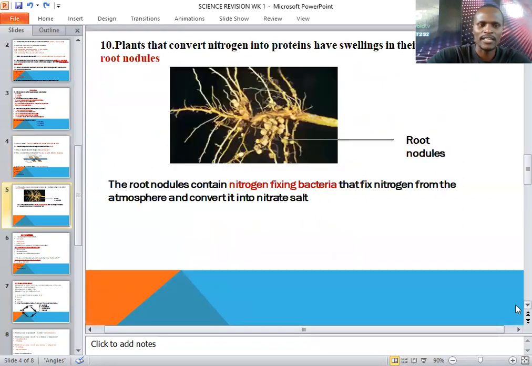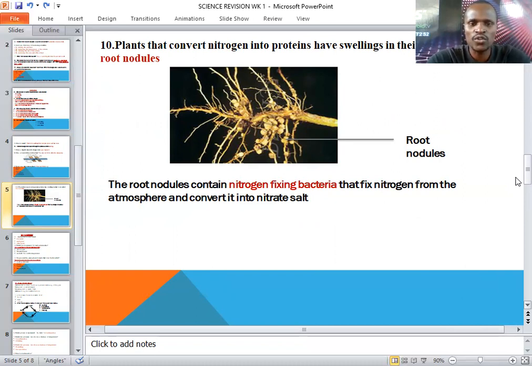Then Tuesday, number 10, which was the last one, you were asked that plants that convert nitrogen into proteins have swellings in their roots. How do you call these swellings? Look at this. This is what we call the leguminous plants. They always have those swellings, and those swellings are called root nodules.